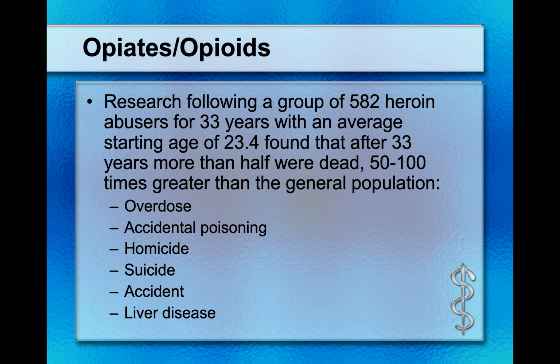Research following a group of 582 heroin abusers for 33 years with an average starting age of 23.4 found that after 33 years, more than half were dead, 50 to 100 times greater than the general population. They died of overdose, they died of accidental poisoning, of homicide, of suicide, of accidents, and they died from liver disease. And of course, they were only an average of 56.4 years at the time. Well, they were younger than 56.4 years.